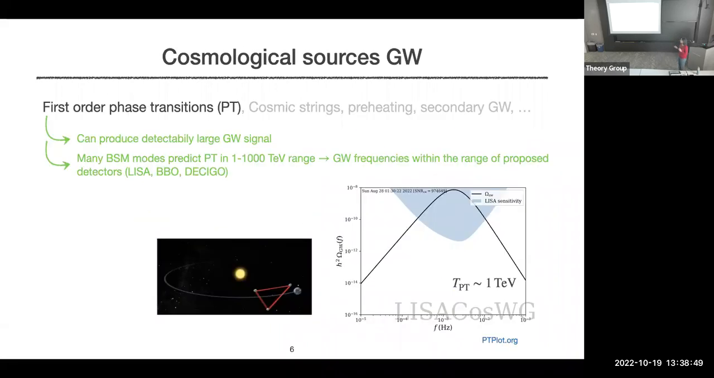How would that move with energy? So, yes, good. If a phase transition happens at higher temperature, the spectrum moves towards the right. You're right.